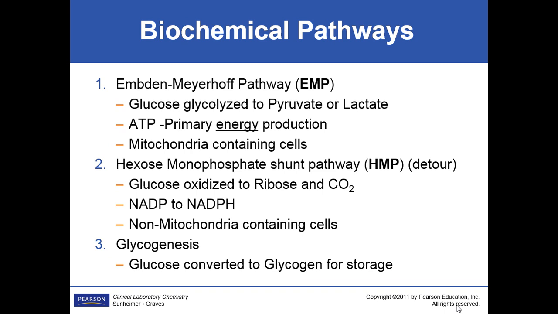The Embden-Meyerhof pathway, and these are scientist names, the EMP, is the main one that I do want you to understand. This is the process that this glucose is going to go through to get broken down to get our end products of CO2 and water. It is going to be glycolyzed to pyruvate or lactate, and then those move on to your CO2 and water in the process.